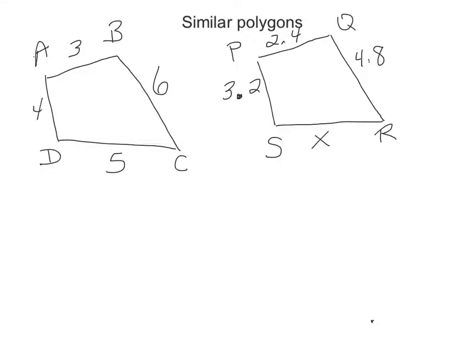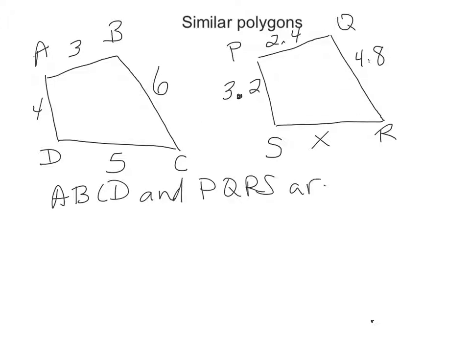We have this other one, and again we're going to be told that ABCD and PQRS are similar. It takes a while to learn, but when you see the word similar, you need to think all angles, or corresponding or matching angles, are equal and sides are proportional to each other.